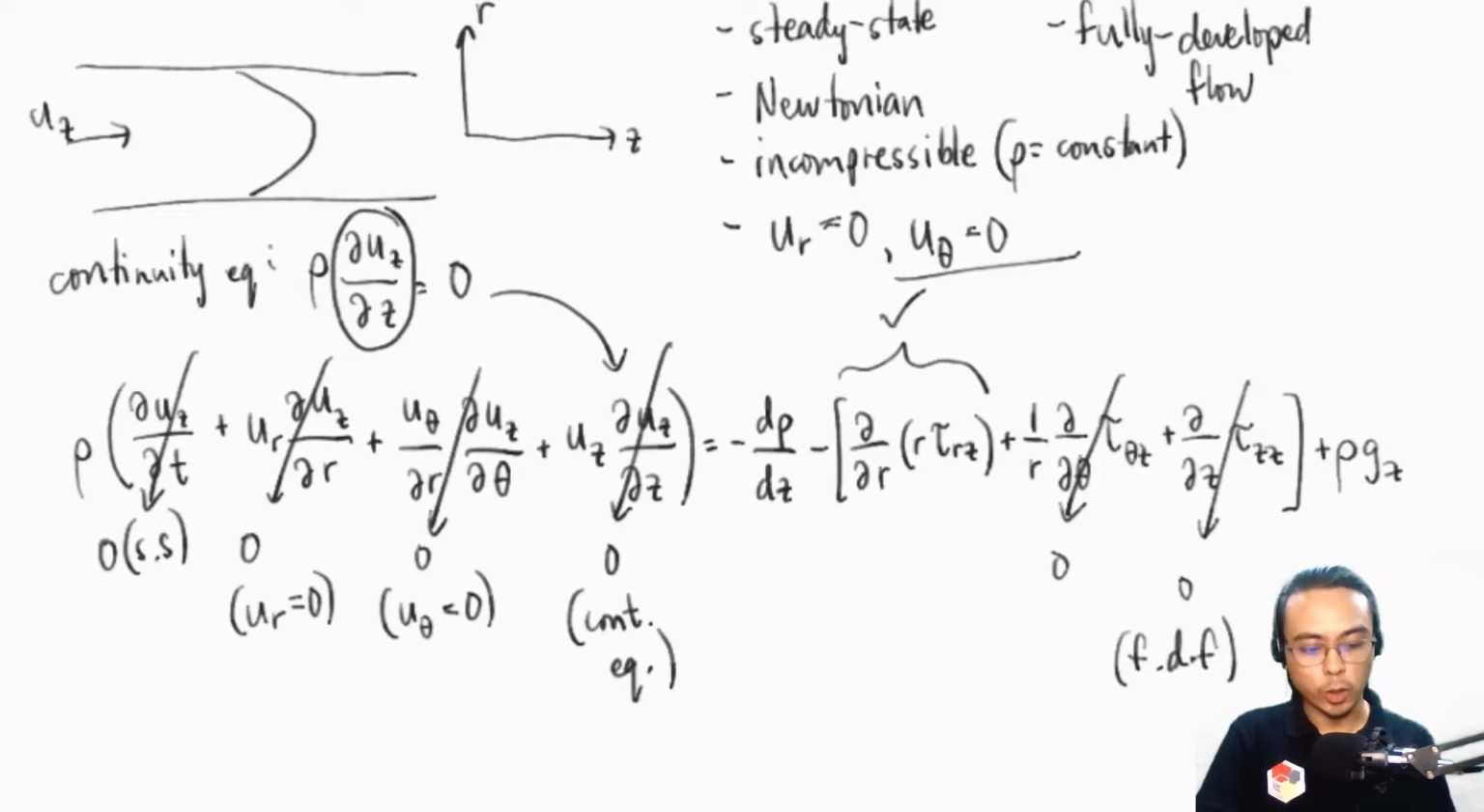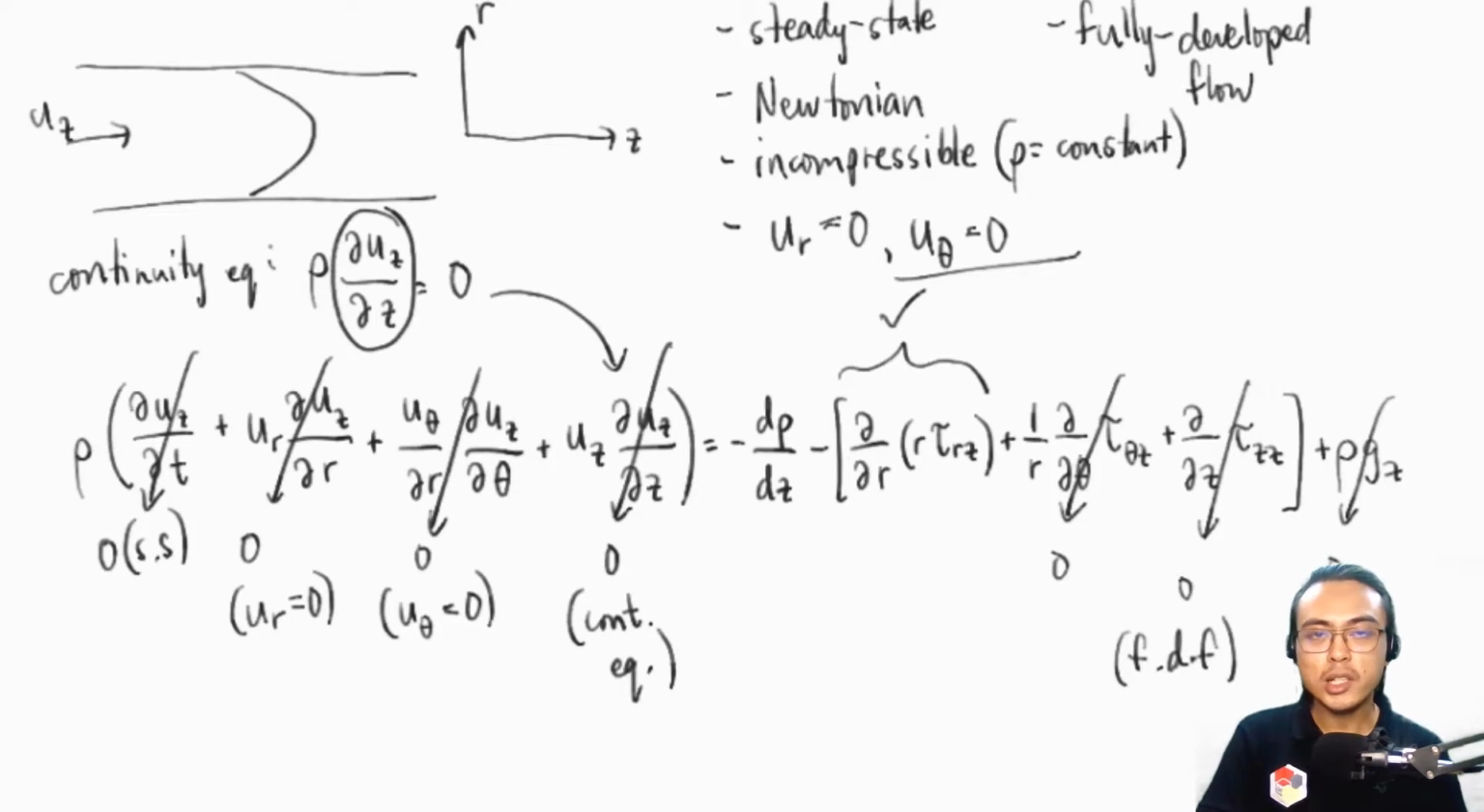Now, take a look at the last term, rho multiplied by g sub z. The g sub z represents the z component of the acceleration due to gravity. Now, gravity in this case does not work on the z direction. It actually works on the r direction. So therefore, g sub z is also equal to 0. So this is all about perspective. Remember, your z direction is the horizontal direction in this case. And gravity does not work on the horizontal direction. It works on the vertical direction. That's why it's 0 in this case.